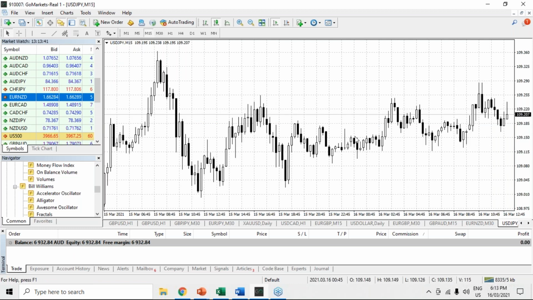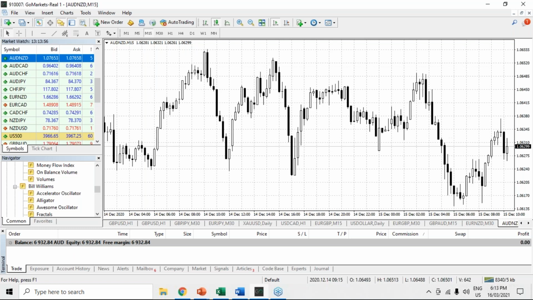Don't like this very much either. Okay, that's not going to give us an entry. It's a bit of a yes to the ATR exactly shows volatility. So the bigger candles, the wider the volatility. Let's look at another. Let's look at Aussie Kiwi.